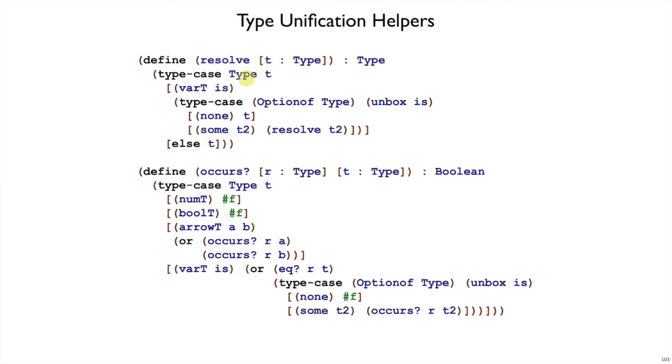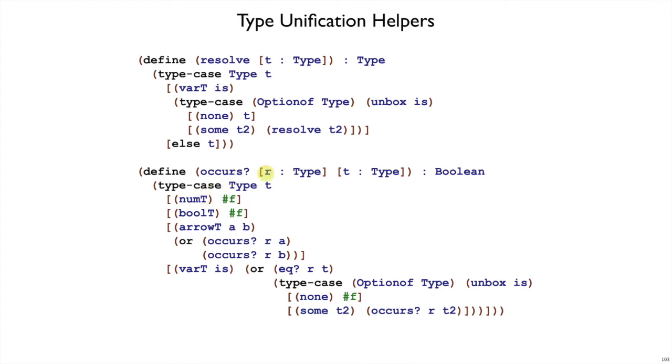Resolve takes a type, and if it's a type variable, and if that type variable has been set to some other type, then it returns that other type, possibly recursively resolving it. Resolve doesn't have to look inside of arrows because resolve is only used to check whether some type variable is equal to specifically some other type variable or some simplified type. The occurs check, on the other hand, does need to go inside of arrows and things like that.